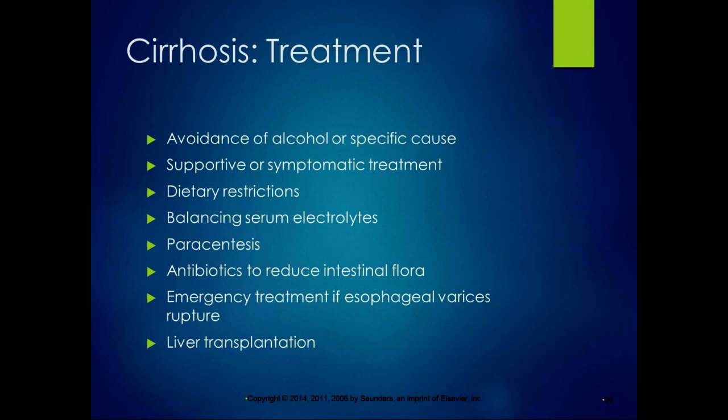So the treatment is usually avoidance of alcohol or whatever's causing it. So if it's a toxic cause, avoidance of the toxic chemicals. Supportive or symptomatic treatment. Dietary restrictions, balancing the serum electrolytes, paracentesis, which is where they're aspirating fluid out of the peritoneum, antibiotics to reduce intestinal flora, emergency treatment if you get rupture of those esophageal varices, and liver transplantation is the final step.